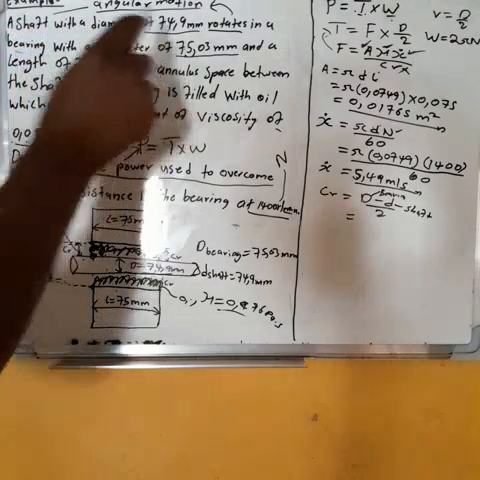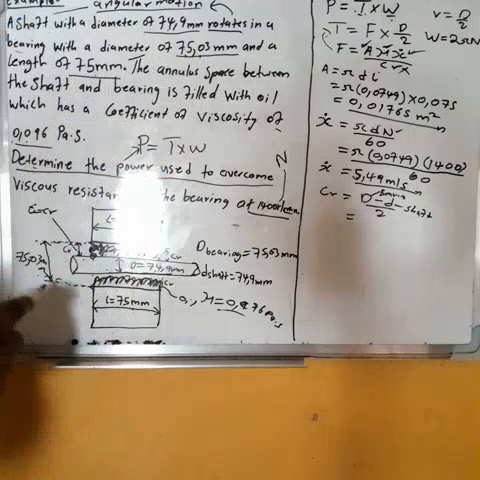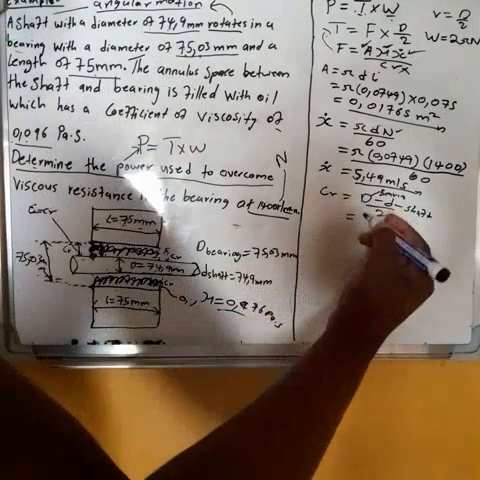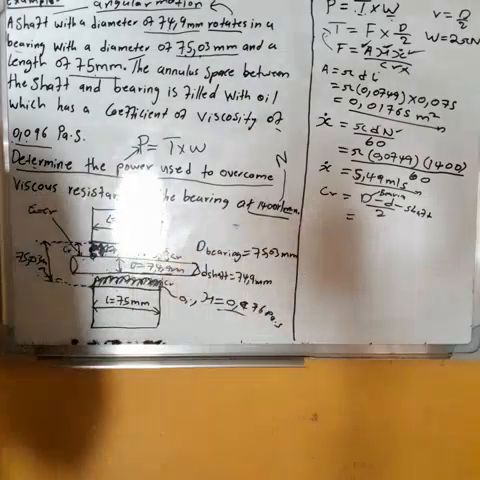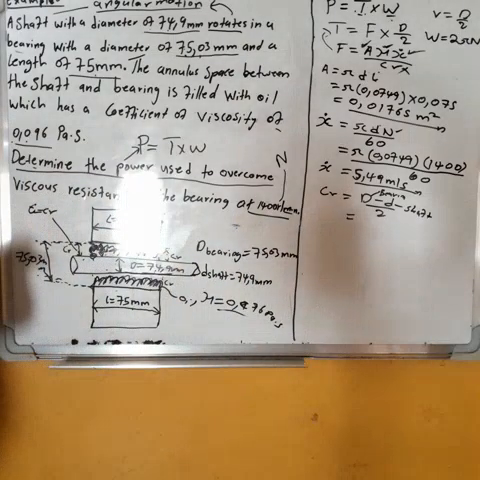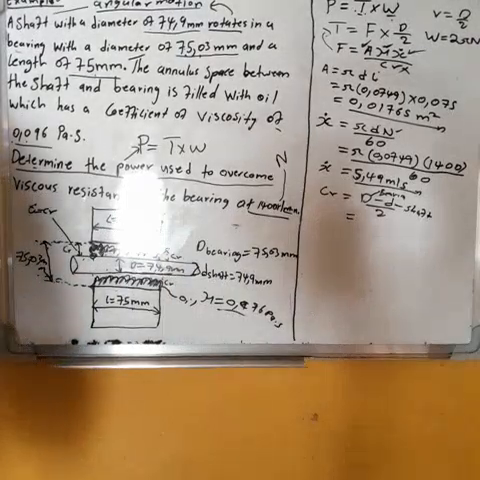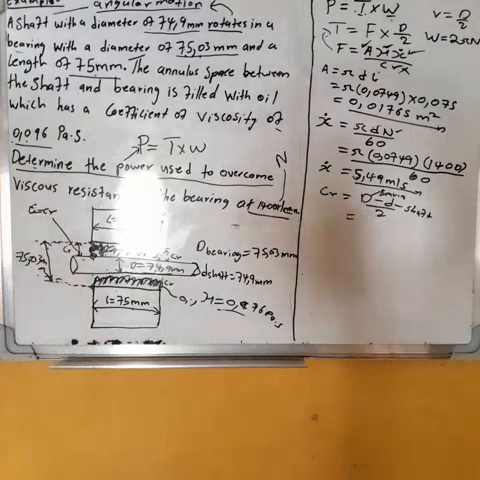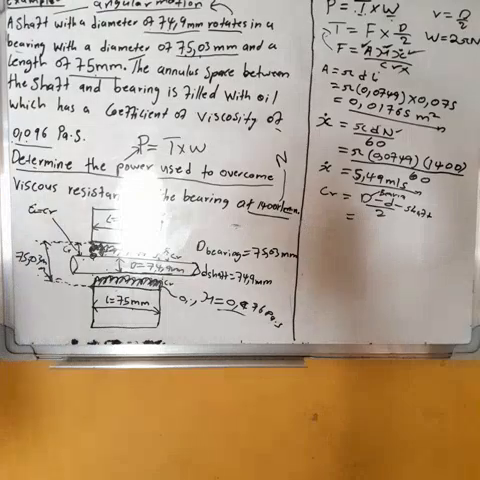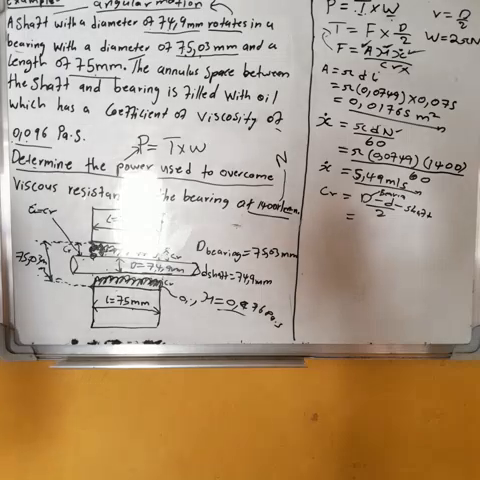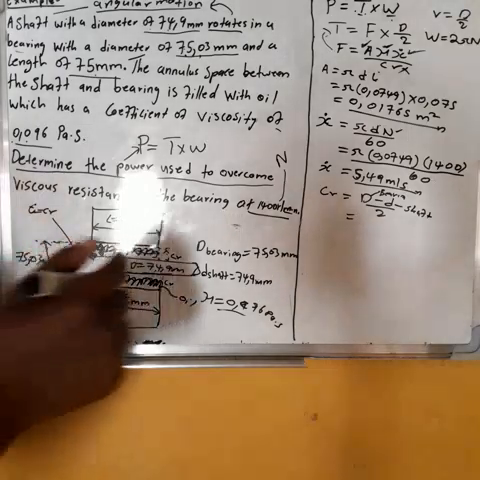We have the diameter of the shaft and the diameter of the bearing. When we divide, we get the clearance. We know the diameters, so we can calculate the clearance.